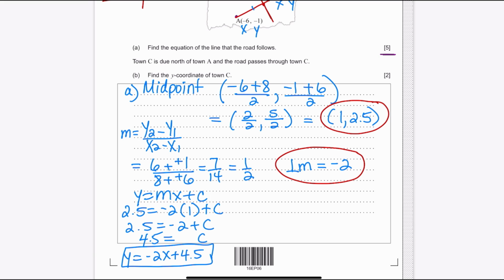They haven't asked for standard form, so I can leave it like that. Those of you who like point slope form, you can also leave it in point slope form. So that's the answer for part A.